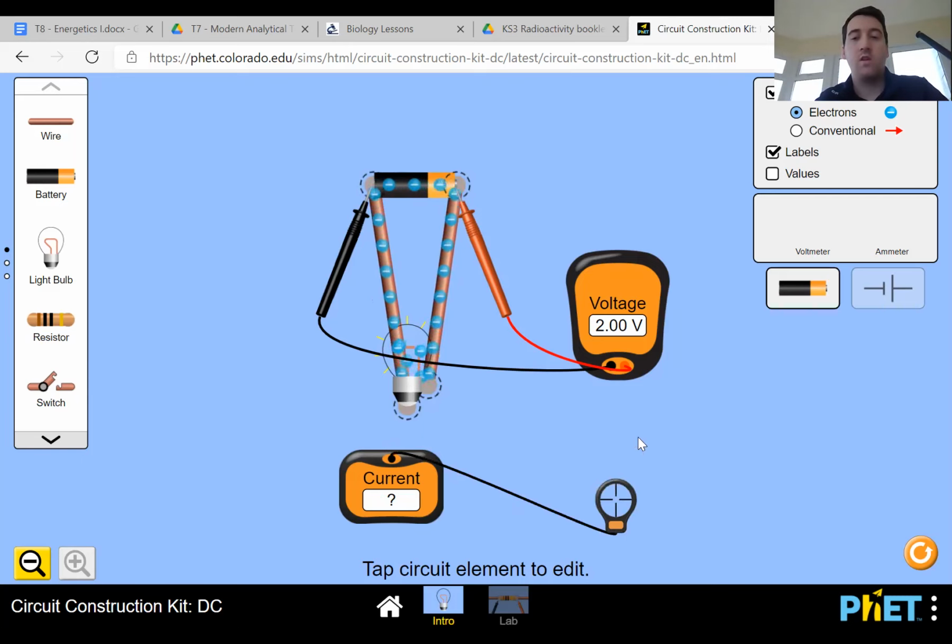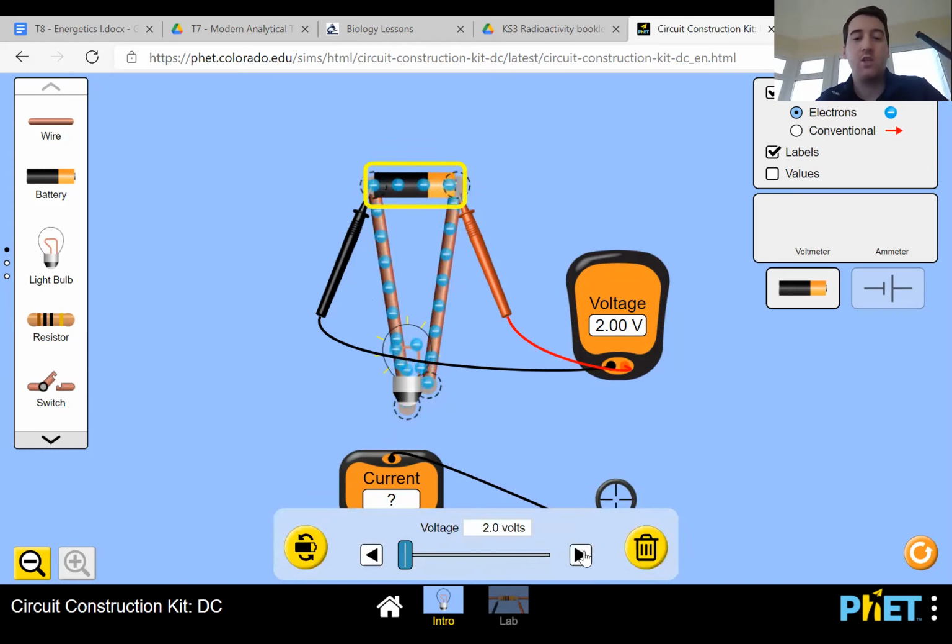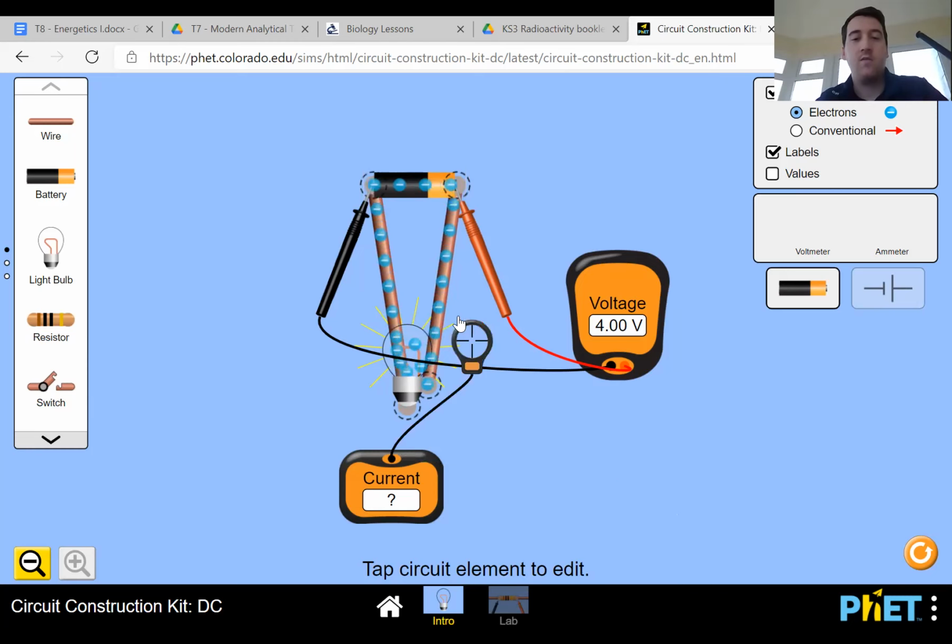So record those numbers. What we're now going to do is change our potential difference. We're going to increase it to 4 volts. Okay, so that's what I want you to do. Increase it to 4 volts. And we're going to measure the current again.